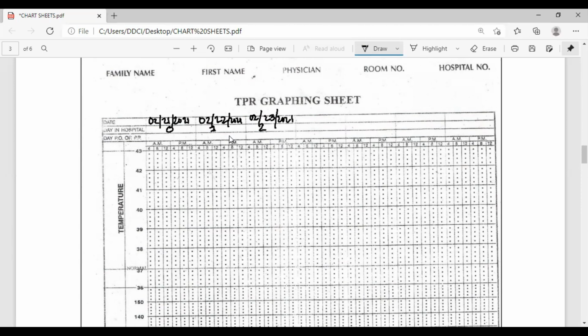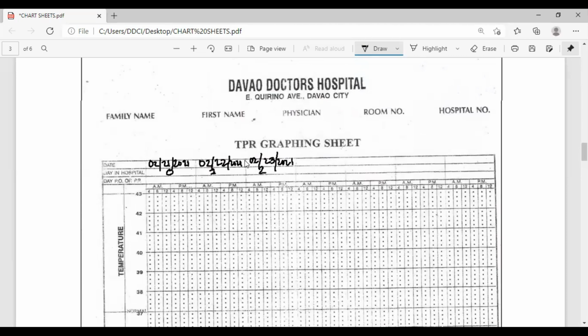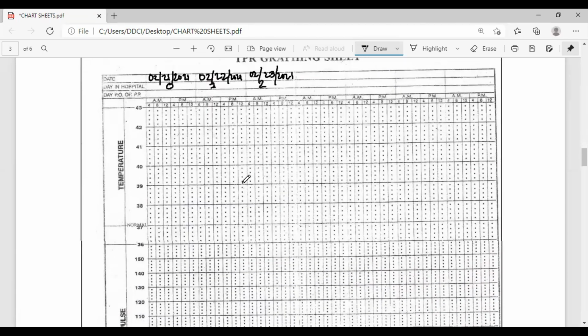Also don't forget the name of the patient, especially in your header. So we have here De La Cruz, Juan, and Doctor Bungo. Room number, you have your 305, and then hospital number, for example, is 123456. So let's head to the temperature.